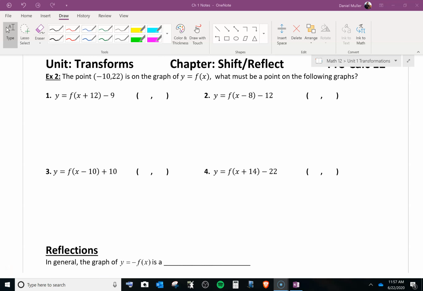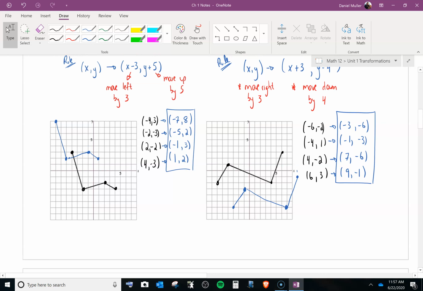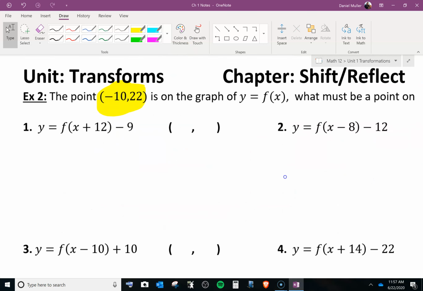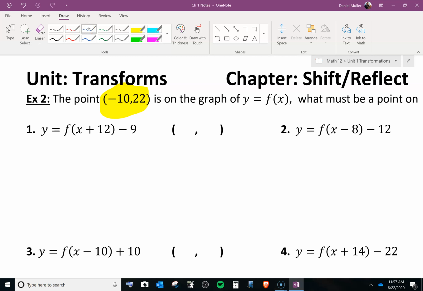Example 2 here is a different type of question because I'm not given a graph. I actually think it's easier because I have to take a point, and it gives me the point, negative 10 comma 22, and I have to just transform that 1 point. If you take a look at the previous questions, I had 4 points that I had to transform. That is way more work than transforming just 1 point. But the rule here, like how I do it, is still the same.